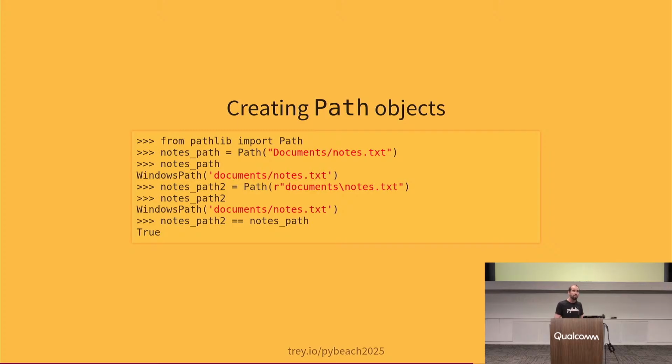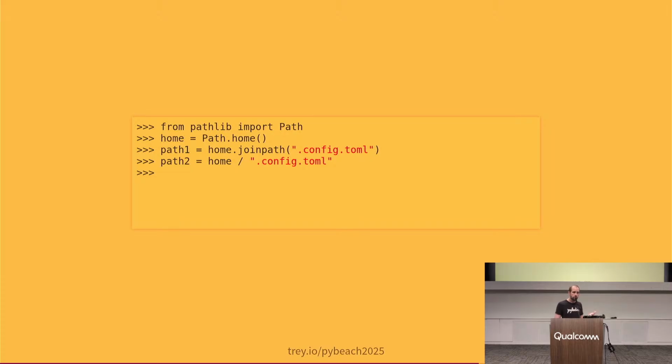Now, once you have a path, there are lots of things that you can do with it. If your Path object represents a directory, you may end up joining your path with a file name. You can do that with the joinpath method or with the slash operator, which looked a bit weird to me at first, but now that I'm used to it, I actually find this pretty readable.